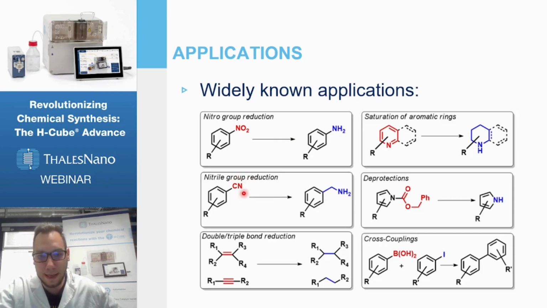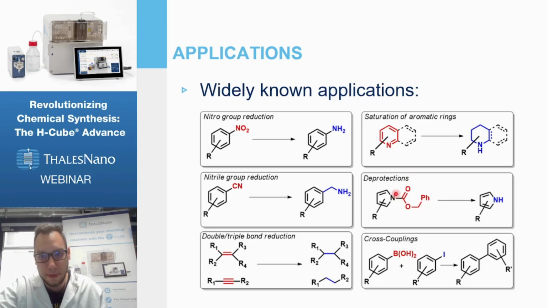For example, nitrile groups, double and triple bonds can also be reduced. By the way, triple bond reductions can also be done selectively to afford olefins by using poisoned metal catalysts as well. We have a lot of applications and a lot of publications on that topic as well. And then there are some more difficult transformations, such as the saturation of nitrogen heterocycles and also deprotections.